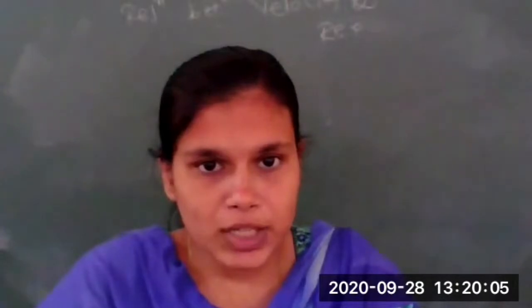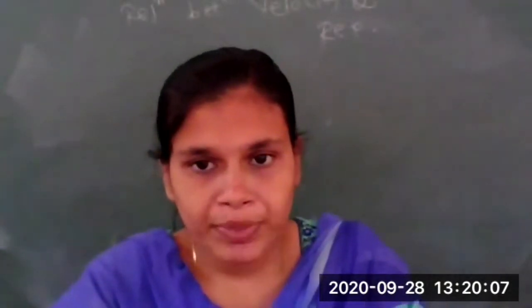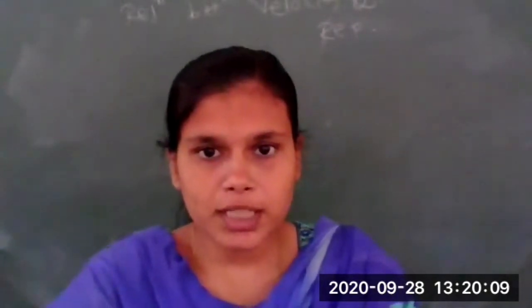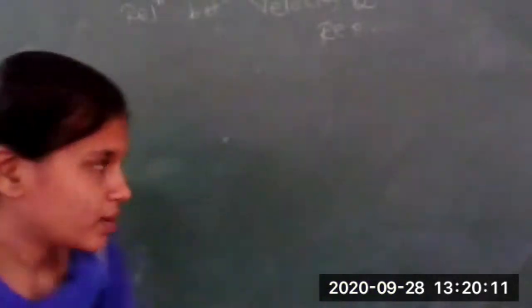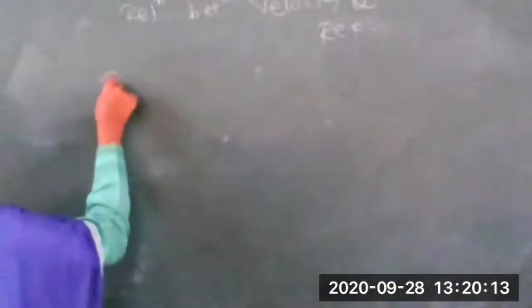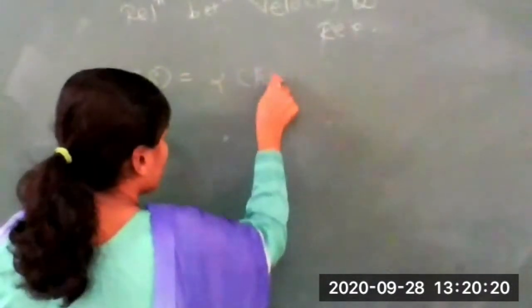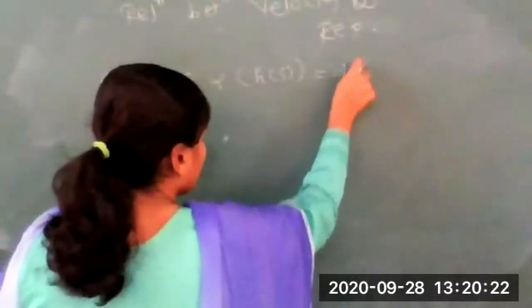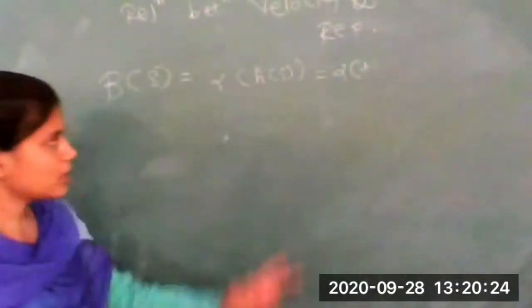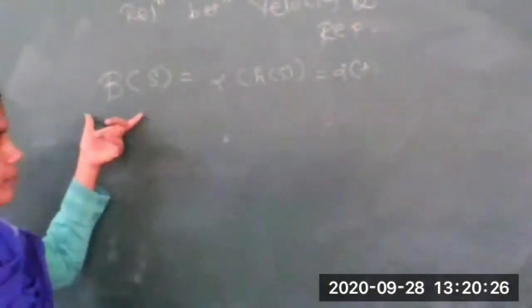Now let us see the relation between the velocity and the reparameterization. For this, first we will write down what the reparameterization is. How did we find the reparameterization? Beta of s is nothing but alpha of h of s. Okay, so at time t equal to h of s, we have the curve beta.